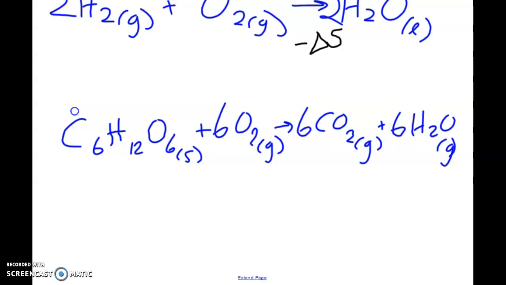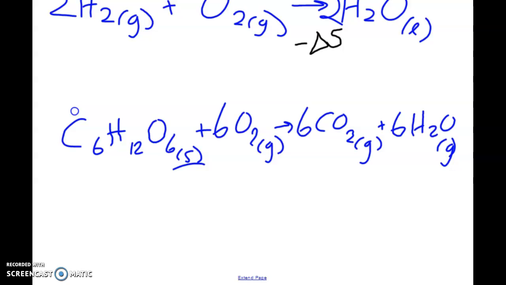So here we have a case where our reactant has a solid. We know solids have less movement in comparison to, in this case, gases or liquids. So we have solid on the reactant side, but we have gas on both sides.